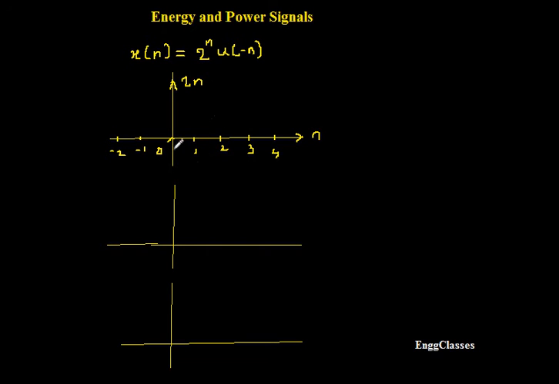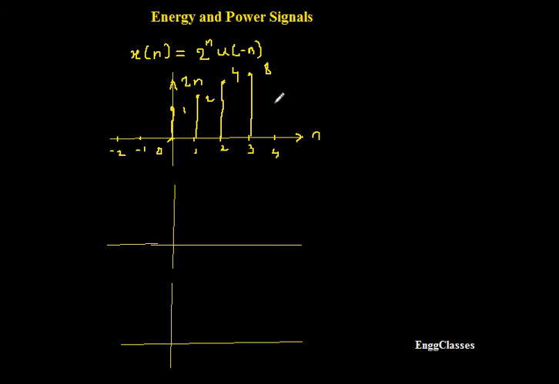Let me check. If I put n equal to 0, the signal is 2 to the power 0, which is nothing but 1. Is that okay? Now I'll put n equal to 1. 2 to the power 1 is nothing but 2. That is the value at n equal to 1. Similarly, I'll put n equal to 2. 2 to the power 2, what am I going to get? I'm going to get 4 as the answer. So this is 4, this is 2, this is 1. Similarly, I'll put n equal to 3. I'm going to get 2 to the power 3, that is nothing but 8.